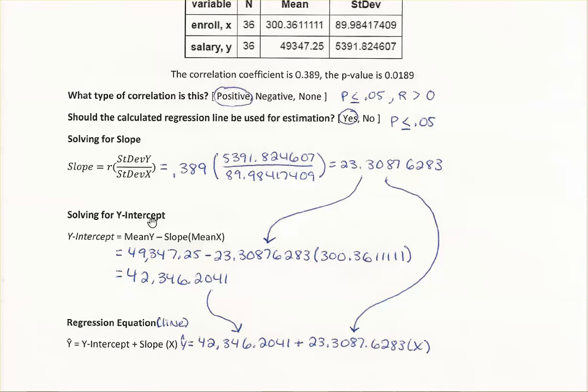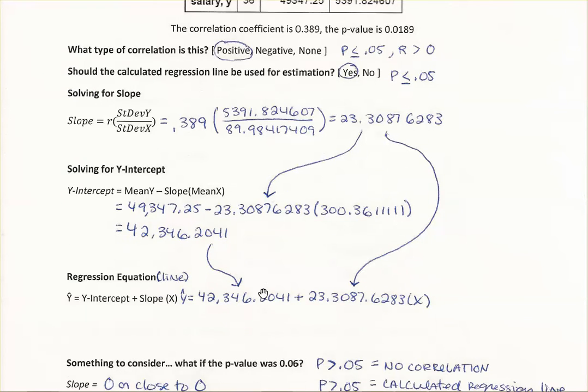Solving for the y-intercept: the y-intercept is equal to the mean of y, 49,347.25, minus our slope times our mean of x, which was 300.36111115. We calculate all of that out and we get our y-intercept, which is 42,346.2041. So we take this and put it into our regression equation, our equation of the best fit line.